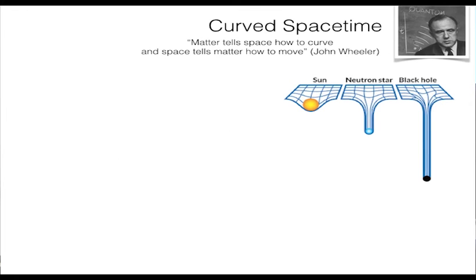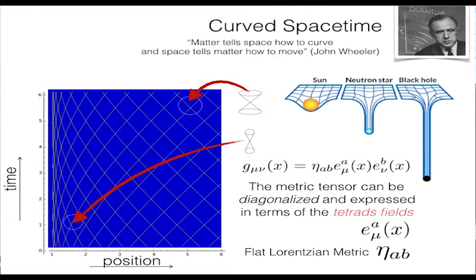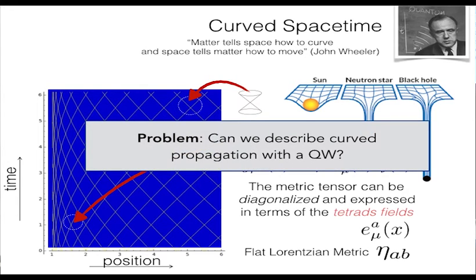Okay, let me skip to the second part. Just to cite John Wheeler, there is an interplay between matter and geometry. As he told us, matter tells space how to curve, and space tells matter how to move. And we know that for each space-time metric, we can associate a metric g mu nu that can be diagonalized in terms of tetrad fields e, where eta is just the flat Lorentzian metric. So the question is, can we describe curved propagation with a quantum walk? This is the key question of this talk.